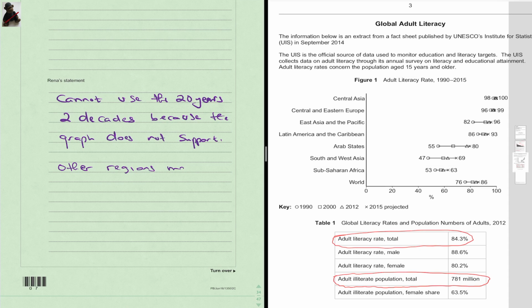Made greater progress. Central Asia has made the least progress in terms of rising percentage. So we know that, so any of these points will do.